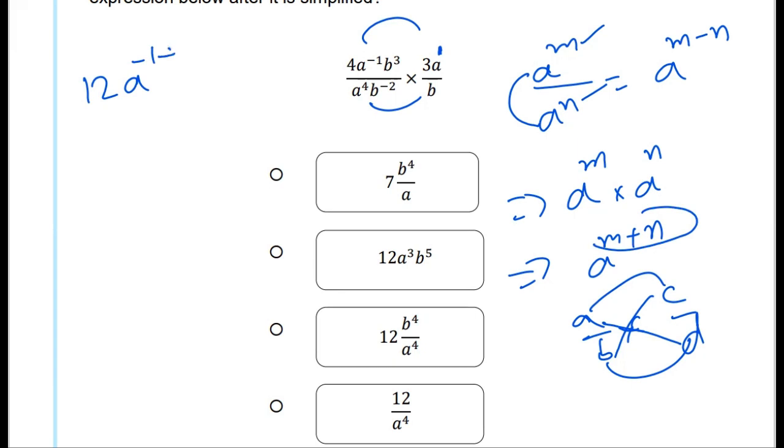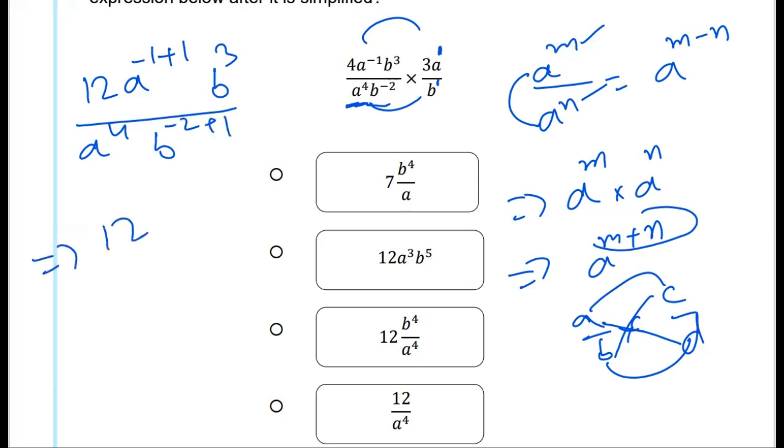So negative 1 plus 1. B cubed. Now, there's no b on the second fraction, so you write it as it is, no change. Over a to the 4, there's no other a, so you write a to the 4 as it is. B to the negative 2, and there's b to the 1, so you write b to the negative 2 plus 1. Next, simplify: 12, a to the 0, b cubed, over a to the 4, b to the negative 2 plus 1, negative 1.